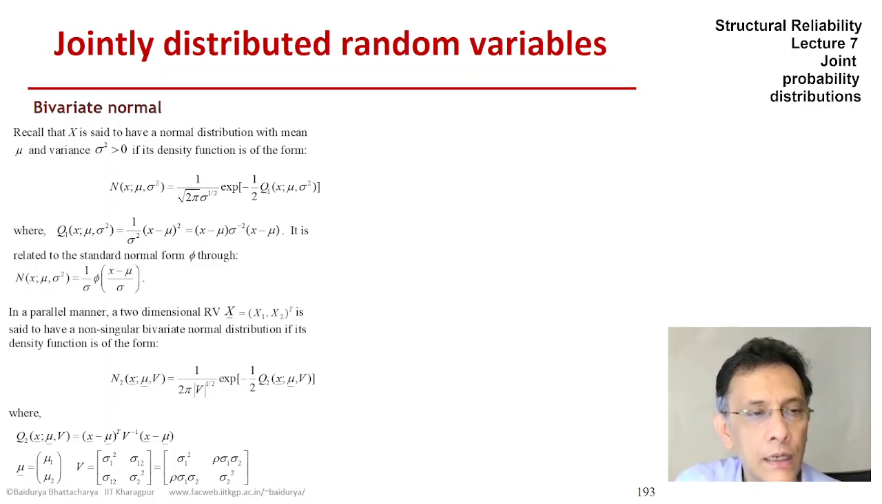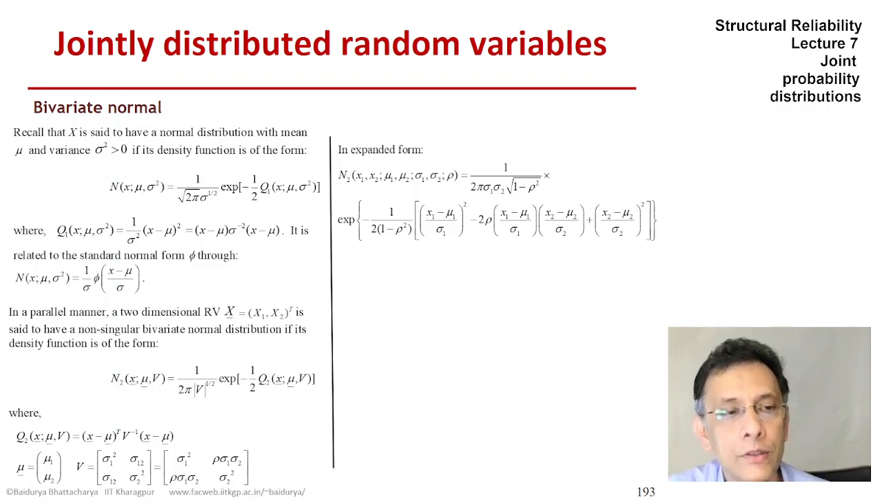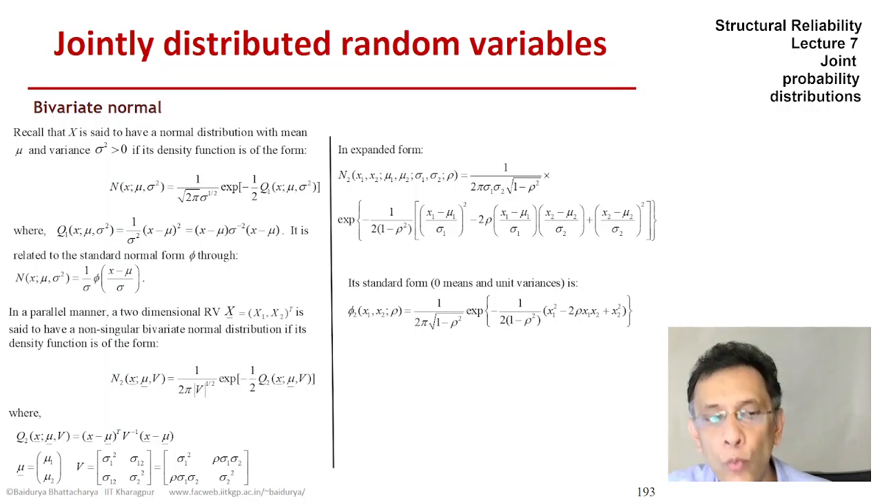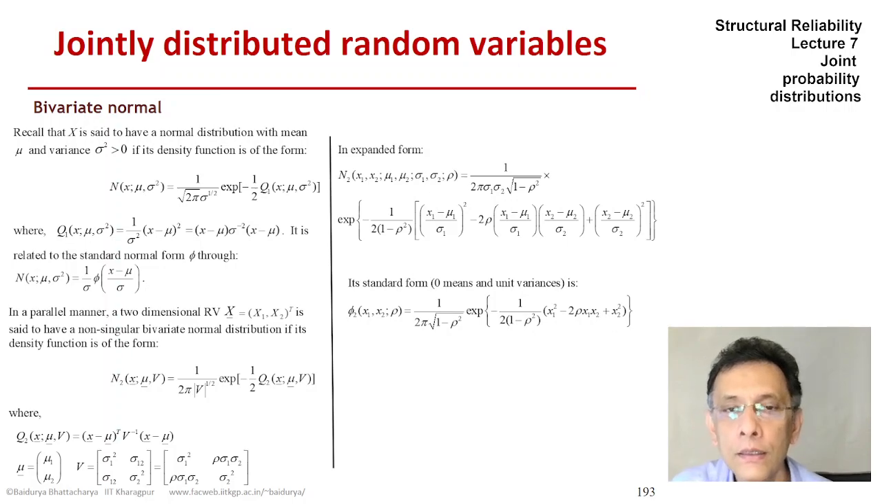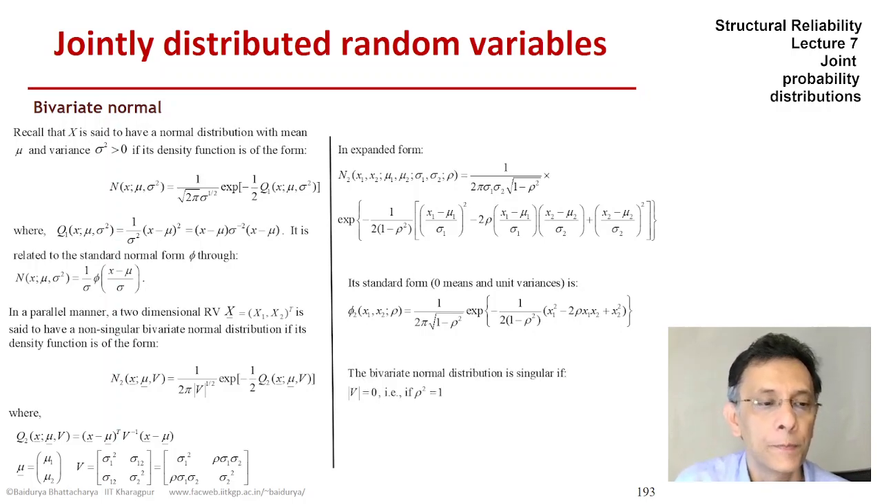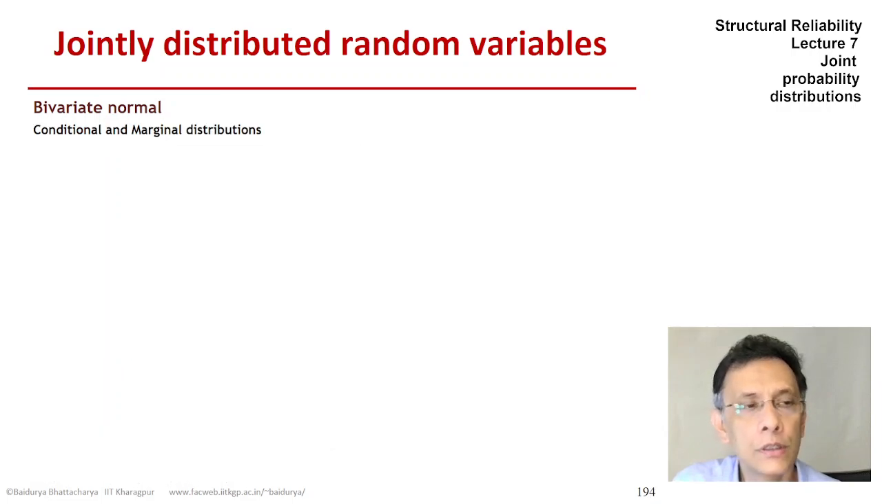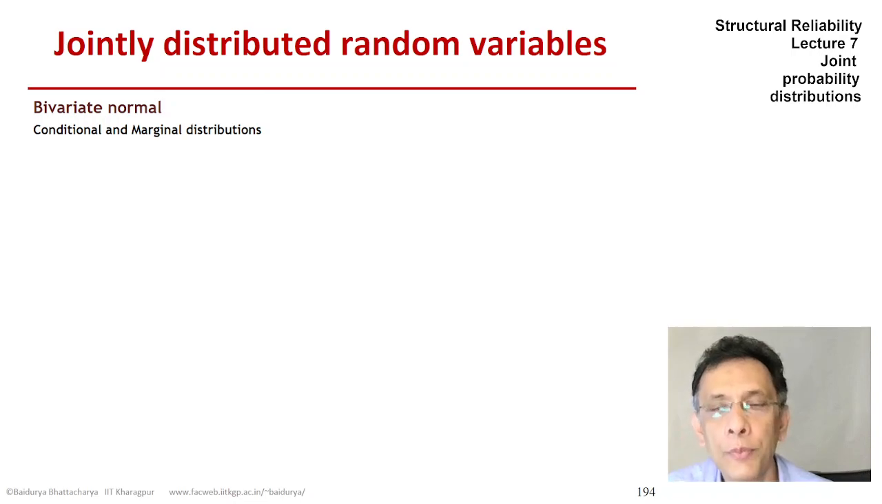So we can expand this in terms of the five parameters that govern the density function: the two means, the two standard deviations, and the correlation coefficient. In standard form, the means are 0, the variances are 1, and it is governed by the single parameter rho. The bivariate normal distribution is said to be singular if the determinant of the covariance matrix is 0, or in other words, if the correlation coefficient is either plus or minus 1.